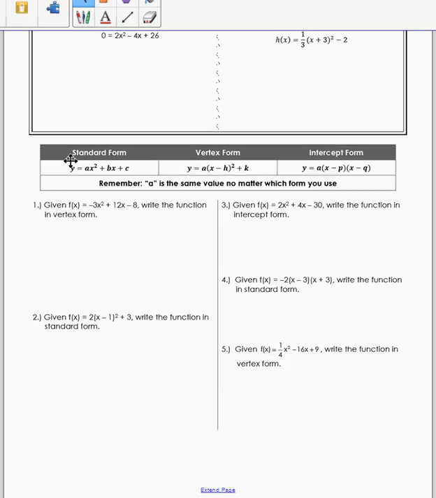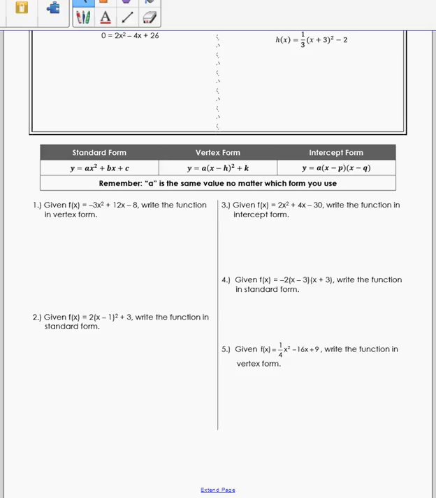So your three forms are there, right? Standard form, vertex form, intercept form. The biggest thing you want to remember is that A is the same value no matter which form you use. It's just a really good checkpoint that as you're moving between forms, you're getting the correct form and not making a mistake. And a big tell is if your A's are different, then something's wrong.